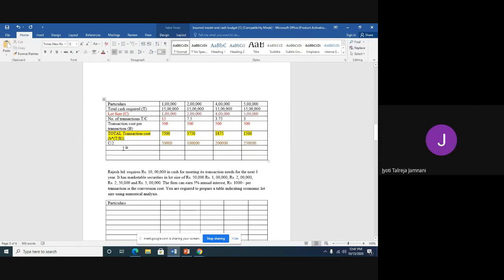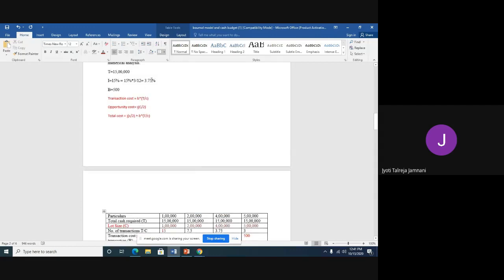Now we have the value of I. I is nothing but the interest or the opportunity cost, which I found for 3 months. Can anybody tell me why we did it for 3 months? Why we got it as 3.75 and why we are not taking the full 15%?